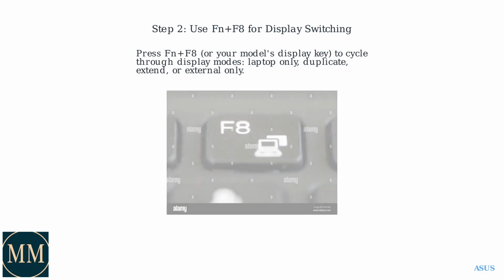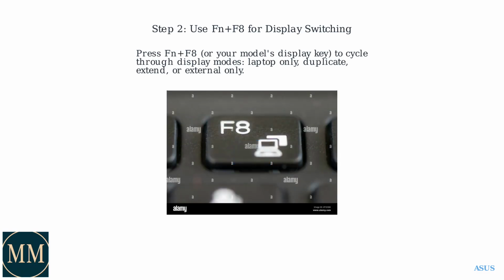Next, use the display switching shortcut. Press and hold the FN key, then press F8 or the key with the monitor icon on your keyboard model. This cycles through display options: laptop screen only, duplicate on both screens, extend the desktop, or external monitor only. It can force the system to detect and switch to the external monitor.